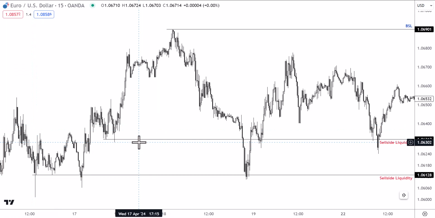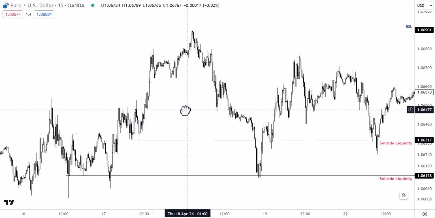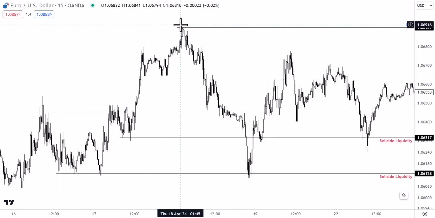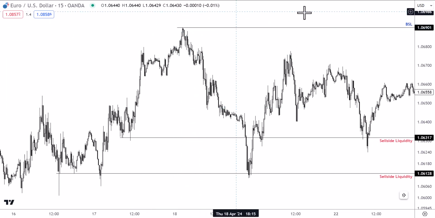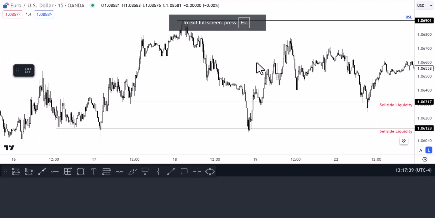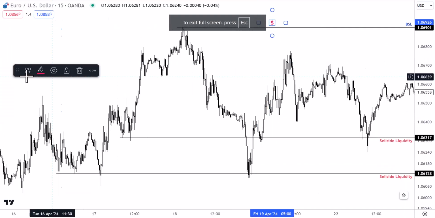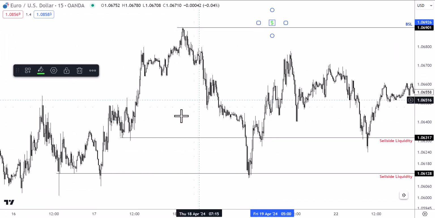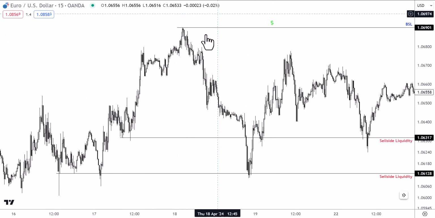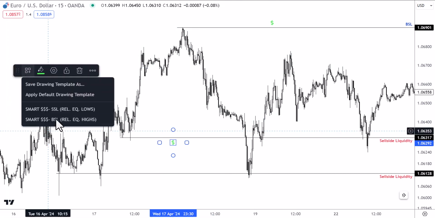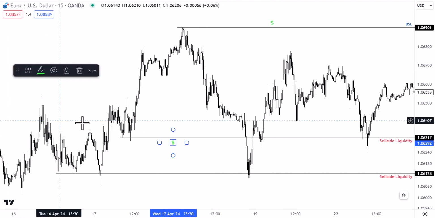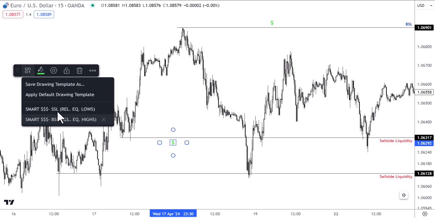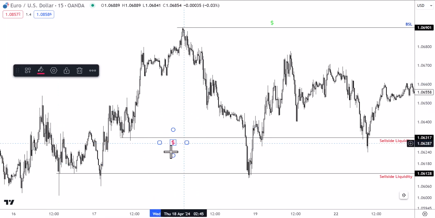On a deeper level, these are examples of, like I said, the swing high with relative equal highs. This is where liquidity is resting above, so the dollar sign right here just shows an example of liquidity resting above relative equal highs for the buy side. And then an example of liquidity for sell side would be here, resting below.